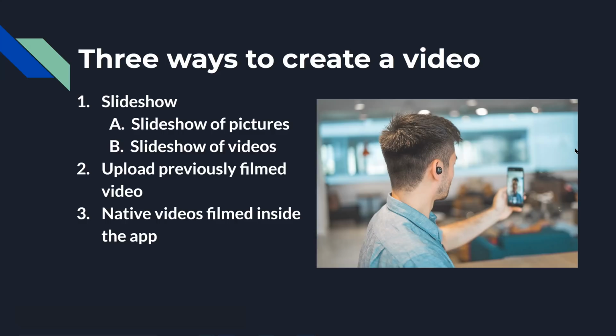And then the last option is probably 90 to 95% of the videos you should be doing, which is native videos filmed within the app. TikTok wants you to use the app to film your videos. They want you to use their text, their music, everything they have to offer, because the more you use their stuff, the more they're going to push out your content to the people you want the videos to be seen by. So those are the 3 ways to make videos, and I'll show you how to do that in a second. Let me go to the next slide.